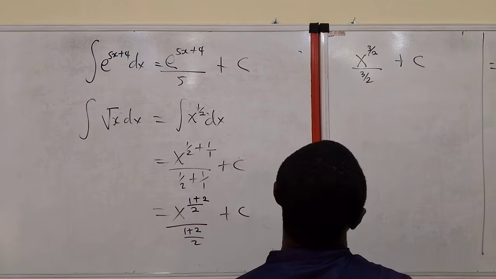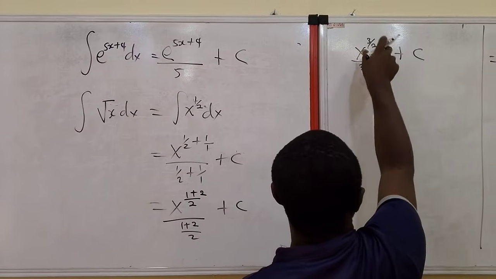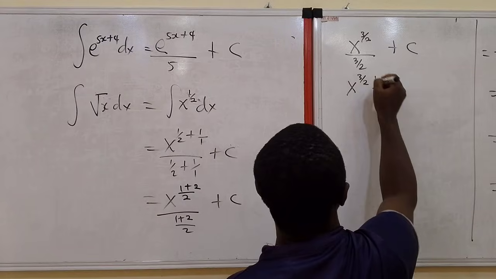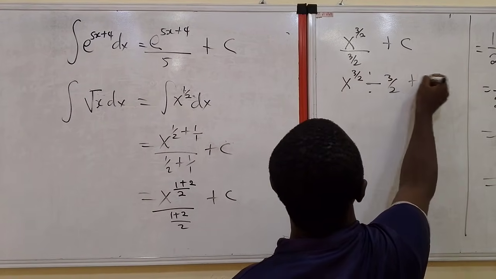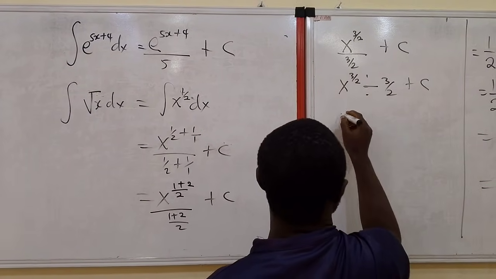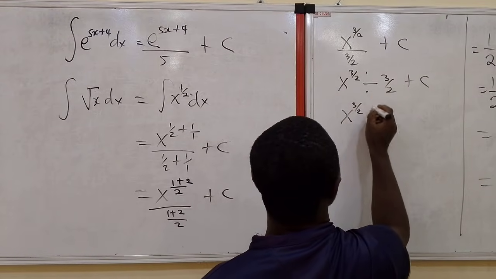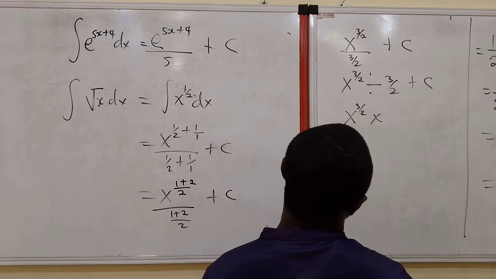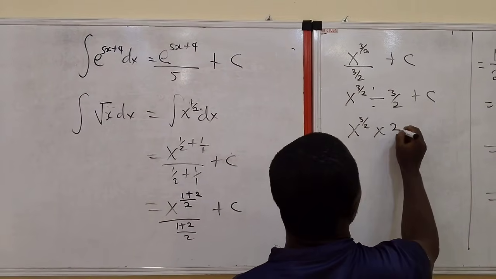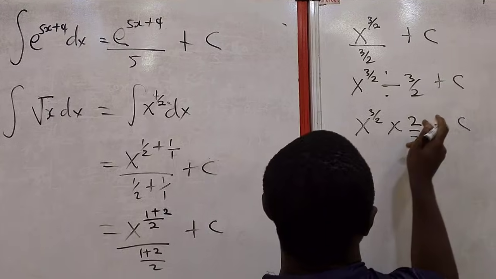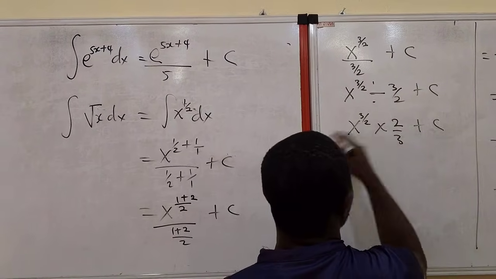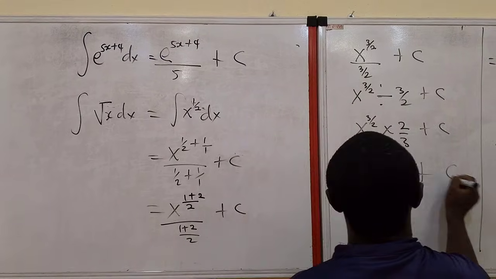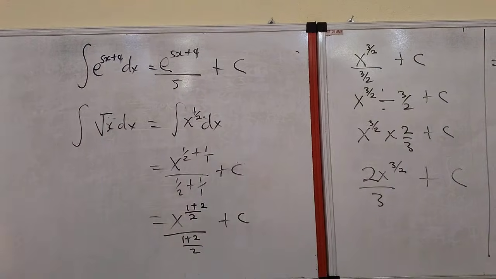Now what happens here? This is divided by 3 over 2. So I have x raised by 3 over 2 divided by 3 over 2 plus c. If you do this, I have x raised by 3 over 2. The division sign here changes to times. Then you take the reciprocal of 3 over 2. The reciprocal of 3 over 2 is 2 over 3. So 2 over 3 plus c. You have 2 multiplied by this. I have 2x raised by 3 over 2, over 3, plus c. That's my final answer.